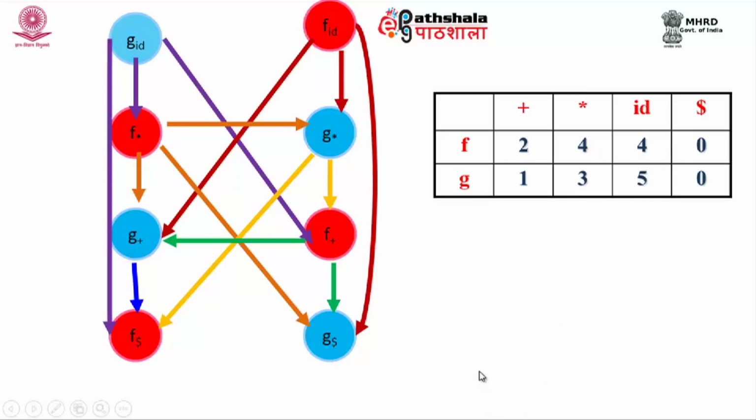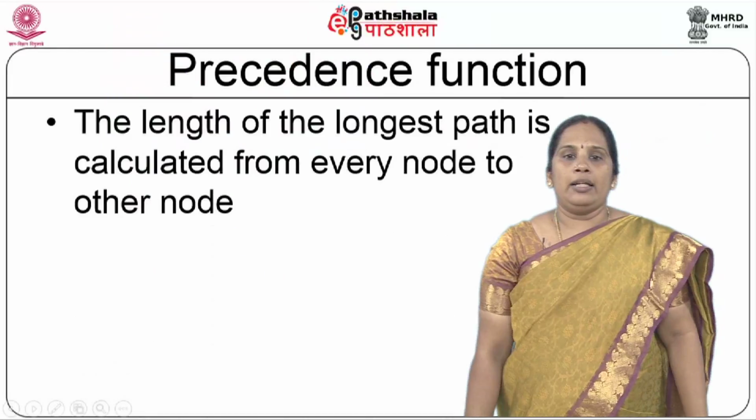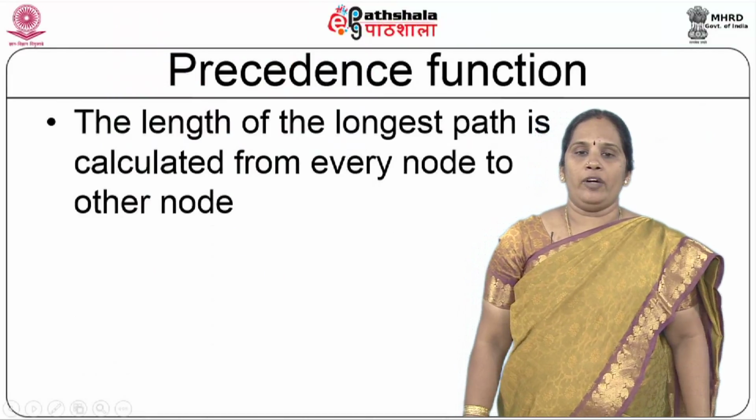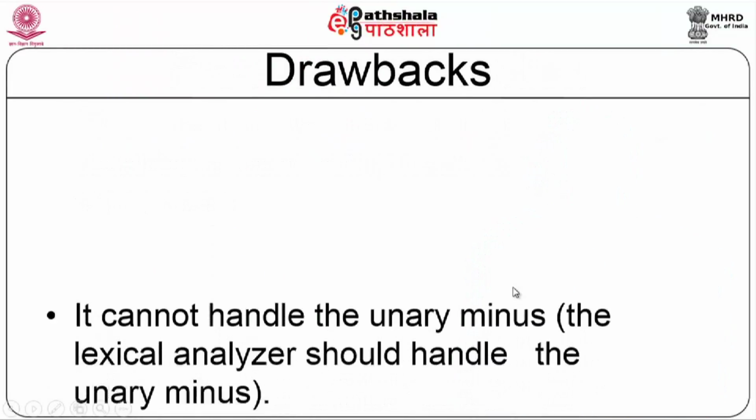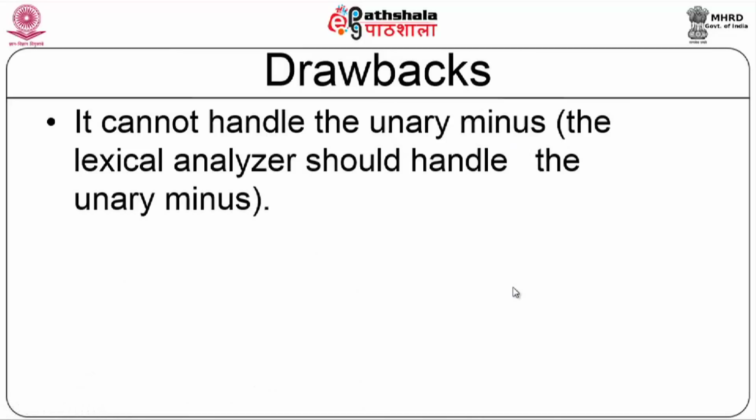So rather than the precedence table, this is what is shown, what I have shown here as F ID to F plus, and this is the path length of 4 for F ID. So, the length of the longest path is calculated from every node to every other node, and that is stored as a precedence table, which is used by the operator precedence parser.